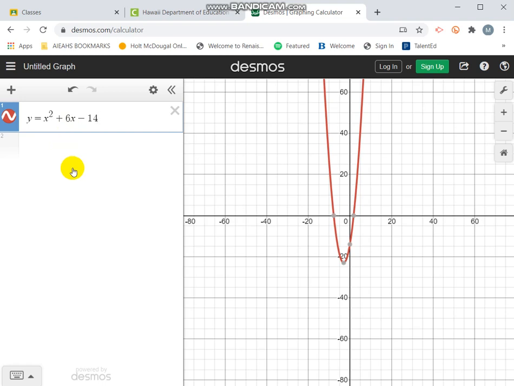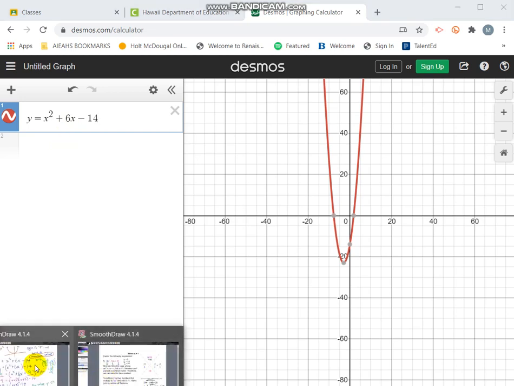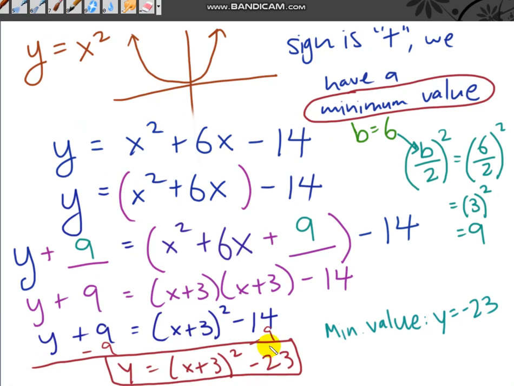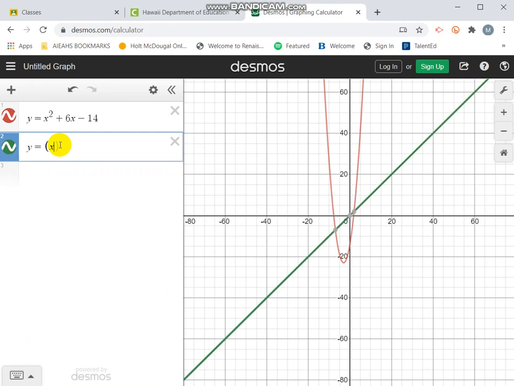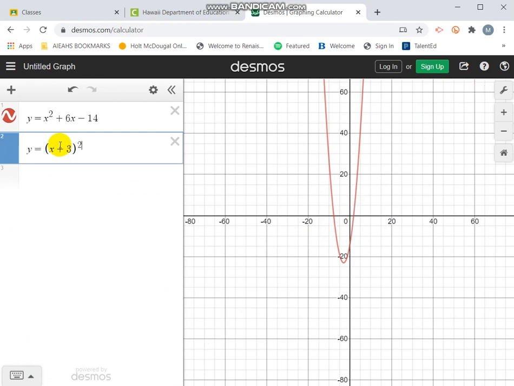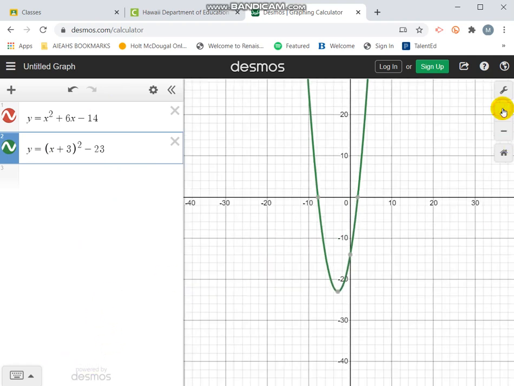Okay. What we found out is we changed that expression to look something like this. So I'm going to go ahead and type that right there. So I have y equals, and then x plus 3 squared minus 23. As you see, the green curve here just goes right on the red curve. So what this means is these two equations are basically the same thing. So let's analyze this a little further.